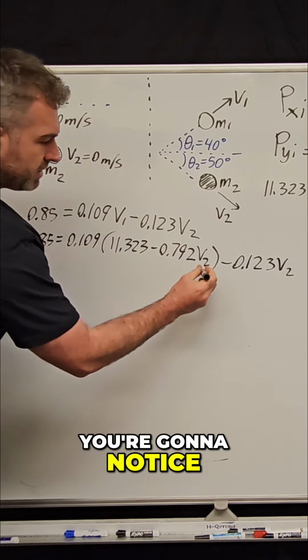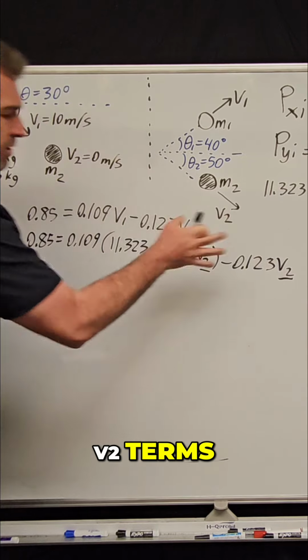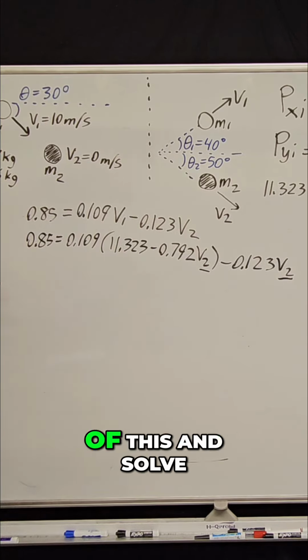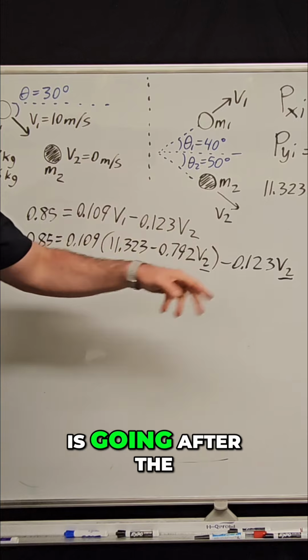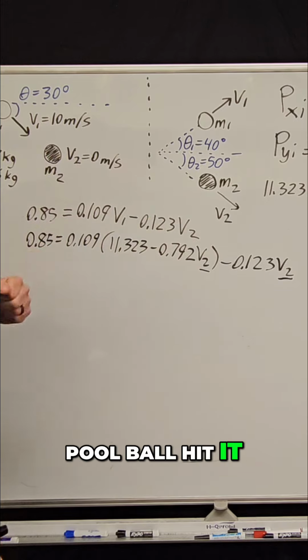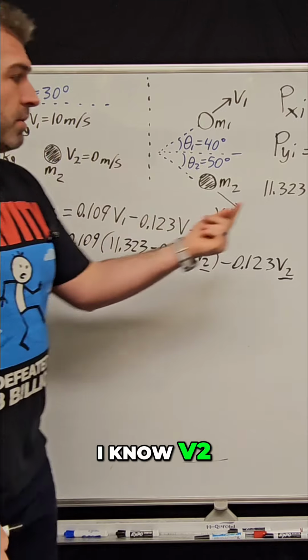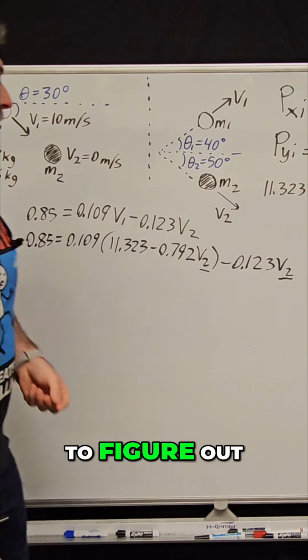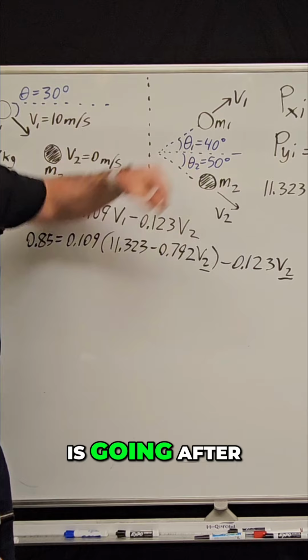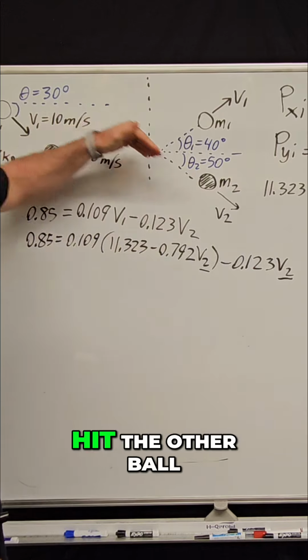And now what you're going to notice is I have two V2 terms, which means I can simplify all of this and solve for V2 and actually figure out how fast this ball is going after the pool ball hit it. And then once I know V2, I can plug it into my original equation here and solve for V1 to figure out how fast this ball is going after it got hit, or rather after it hit the other ball.